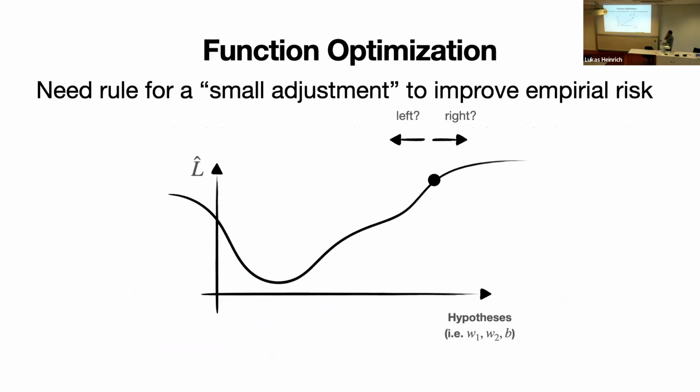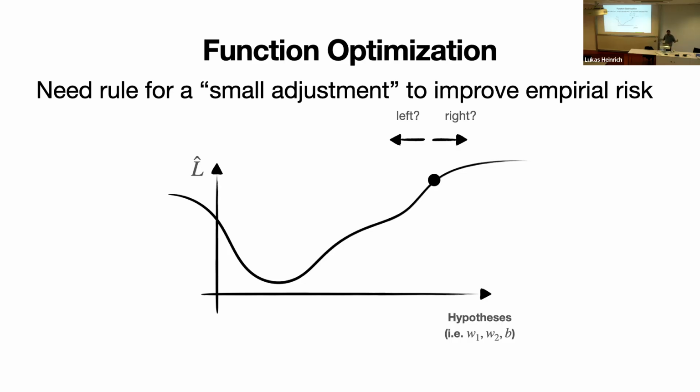Okay, so we need a rule for a small adjustment. We have our function, the empirical risk, and we want to minimize it. So clearly, we want to get to this point. Let's say we initialize and we arrive here, and now the question is, do you go left or do you go right? For you, it's obvious because you see the entire function. Obviously you should go to the left.